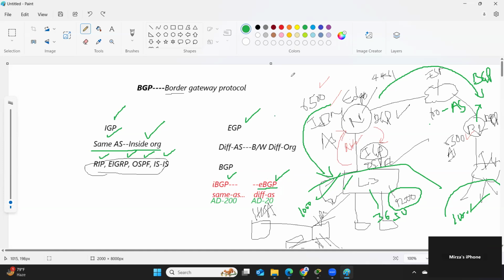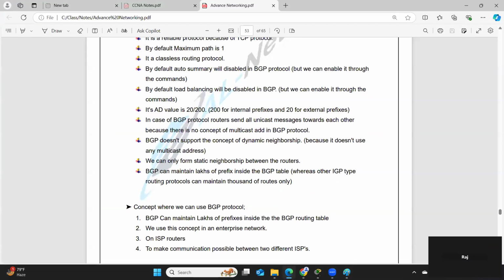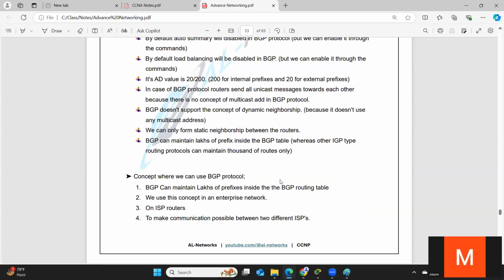Yeah, I got it. Good. Where did the concept of where we use the BGP protocol come up? Yes, Mirza, did that concept come up, where we can use the BGP protocol? Guys, mute yourself if you are not asking. If you have any questions, tell me out.